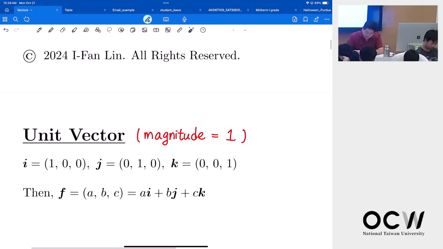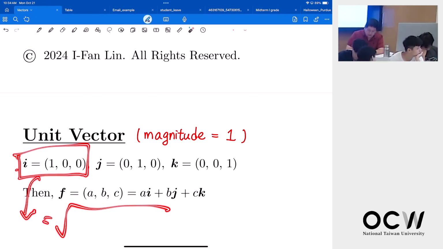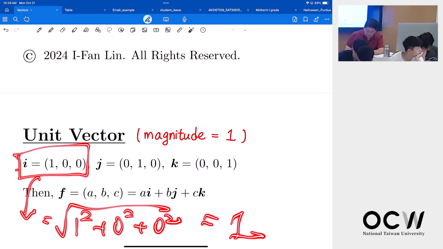For example, in our Cartesian axis, I is 1, 0, 0, J is 0, 1, 0, K is 0, 0, 1. First, let's just see this I vector. What is the norm? The norm will be 1 squared plus 0 squared plus 0 squared. So it's 1. So it is a unit vector. Same thing applies to J and K. They are unit vectors.